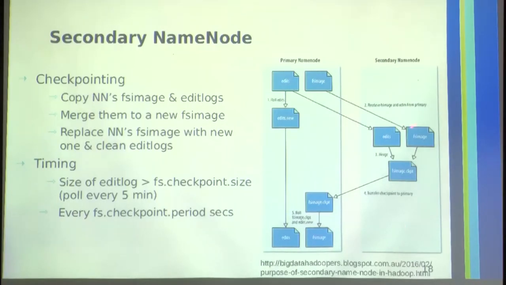So that's really all that the secondary name node is there for, just merging the edits into the image to create a new image with the edits. And they just keep doing this, maybe every 5 minutes, or depending on the size of the edit log. You check every 5 minutes if it's bigger than that, or there might be some other parameter that it uses, right? So this is a way of keeping the file system image up to date. So that's the name node and the secondary name node.